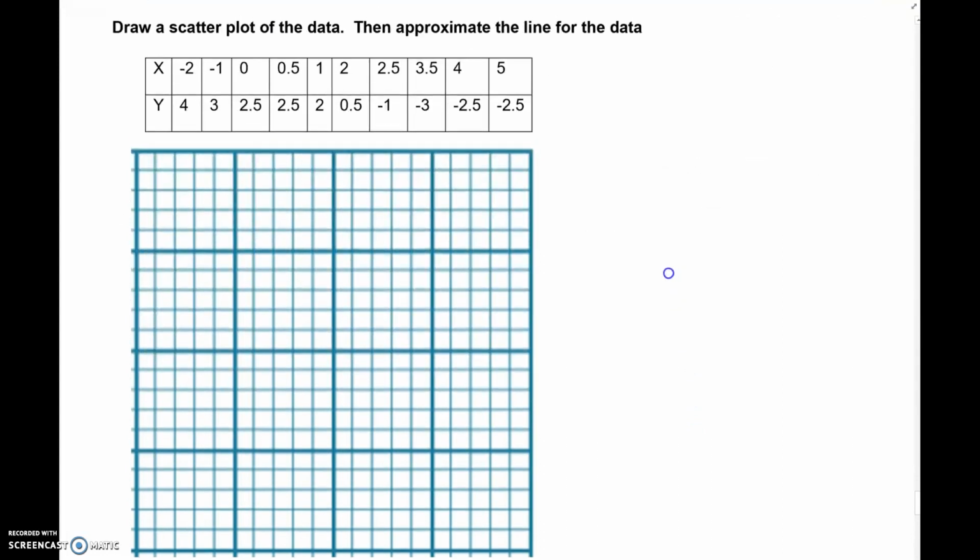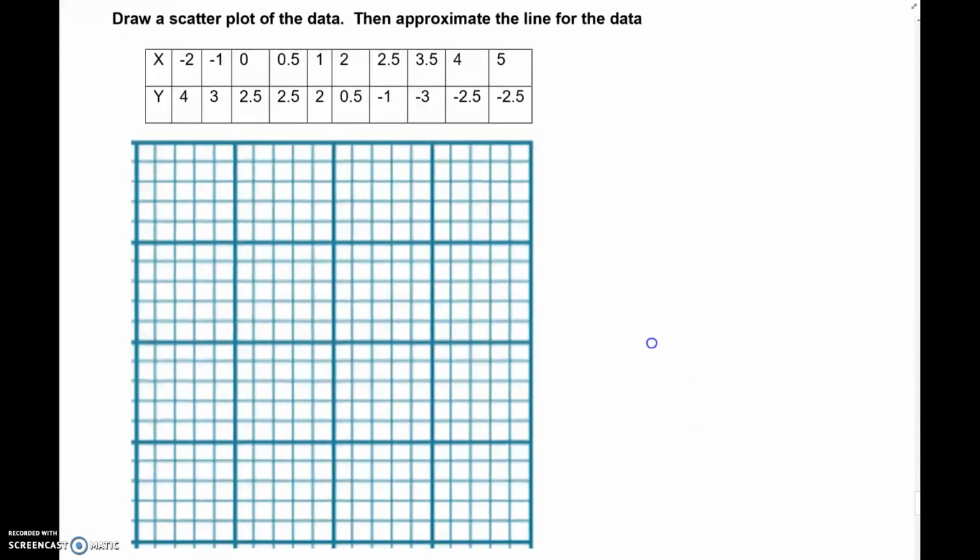So the first thing we need to do is, here's our graph. We need to draw a scatter plot of this data. Now, look at the data. Our x values go from -2 to 5. Our y values, it looks like the smallest one is -2.5 and the largest one is 4. So I see a lot of 0.5s in here. It'd be really nice if each line on my graph represented 0.5.